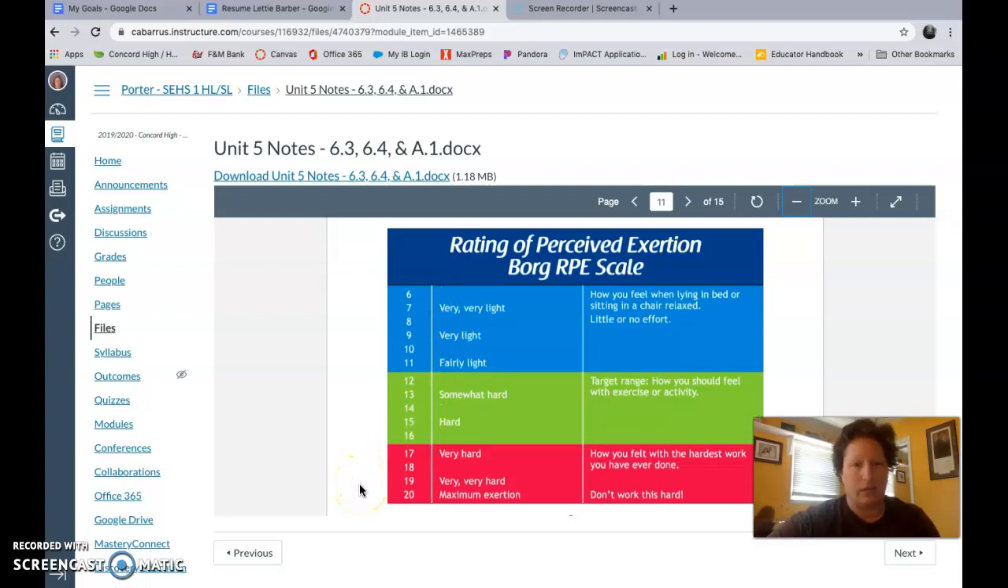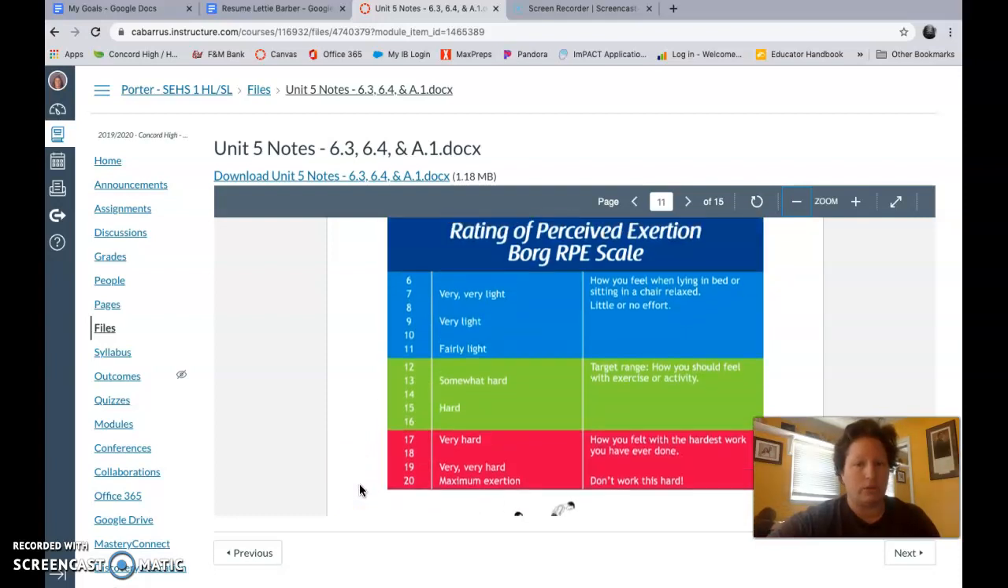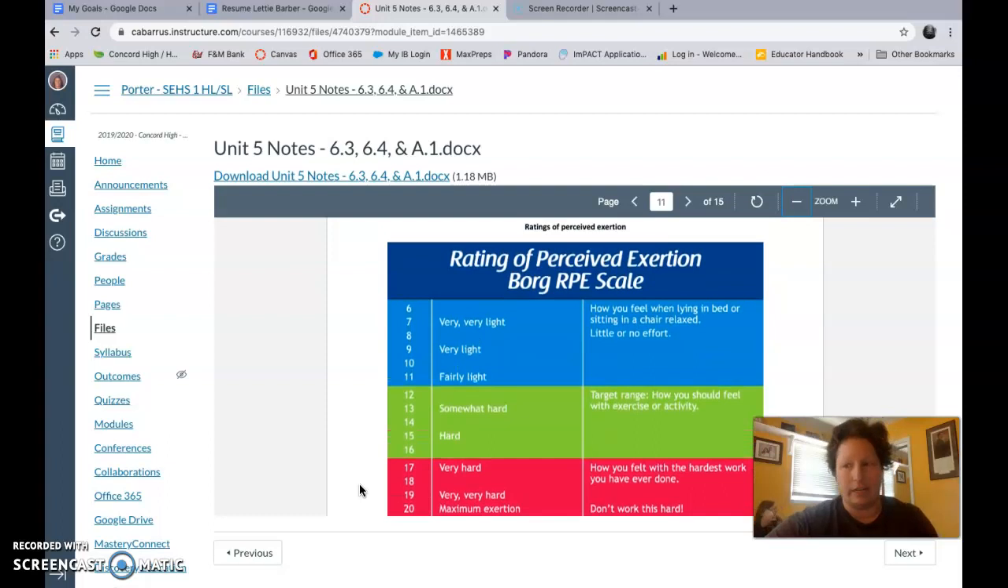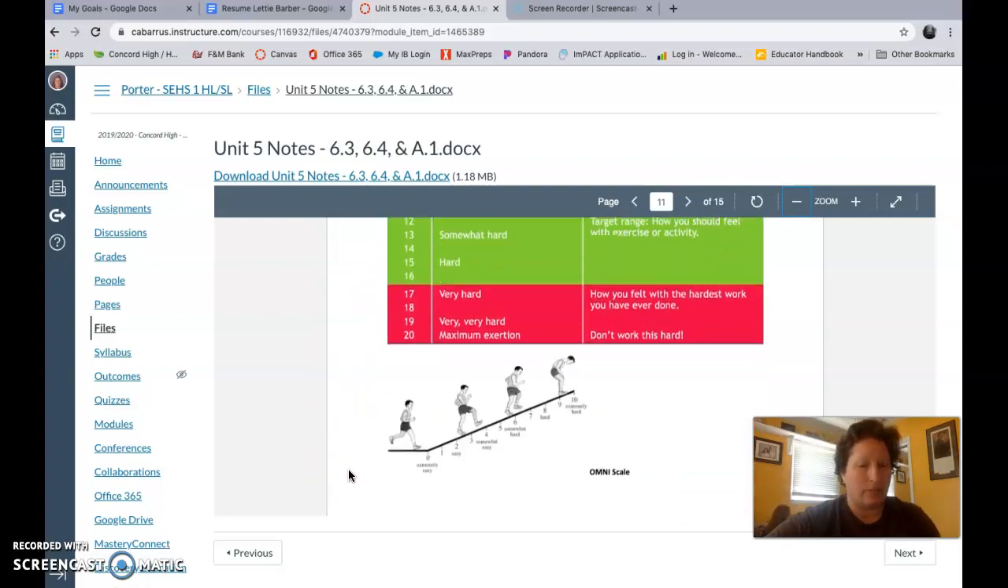So this is very subjective. If I don't like running and I'm doing a treadmill test, I might say it's a 10 out of 10 because maybe I want to stop. Or maybe if I really like running, I'm going to say that this is very easy, so you increase the intensity to make me work harder. So that's a downfall of the RPE scale, is it's very subjective.